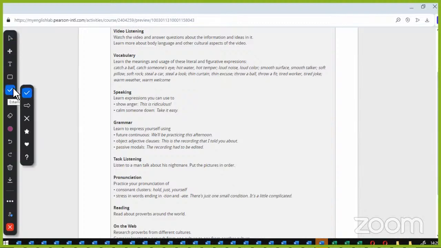Steal a car, steal a look, thin curtain, thin excuse, throw a ball, throw a fit, tired worker, tired joke, warm weather, warm welcome. Speaking. Learn expressions you can use to show anger. This is ridiculous.